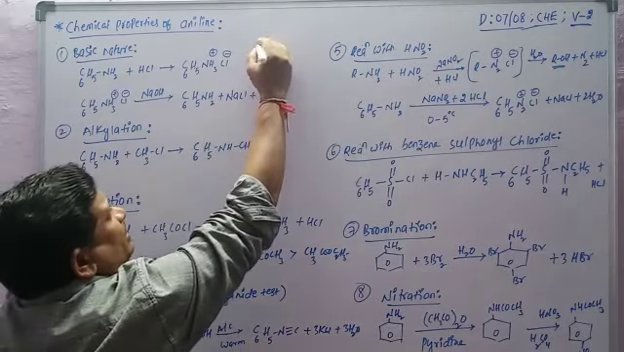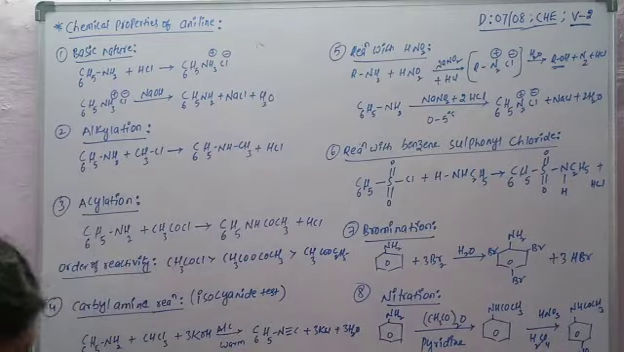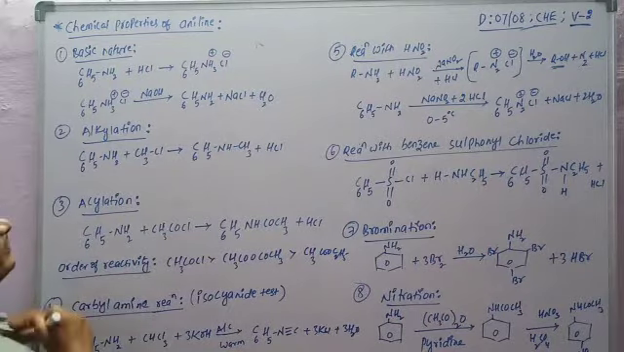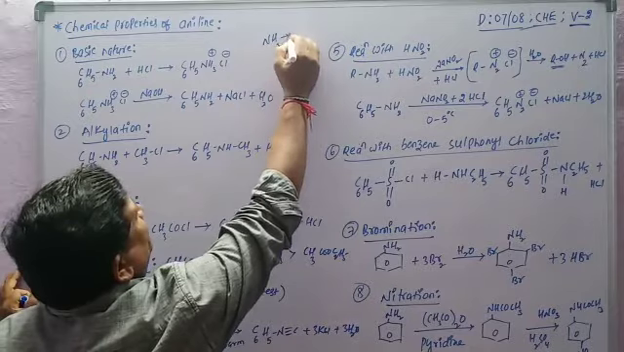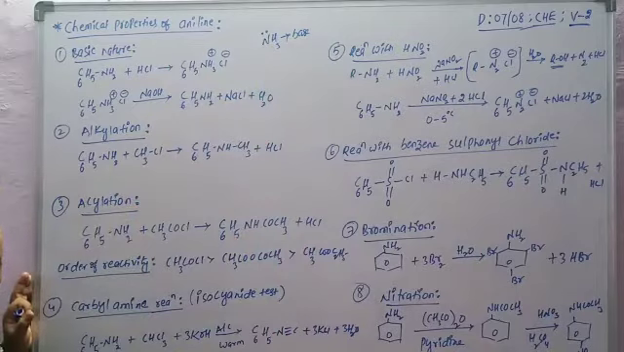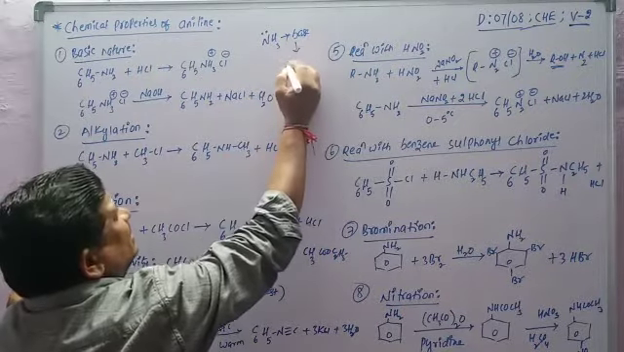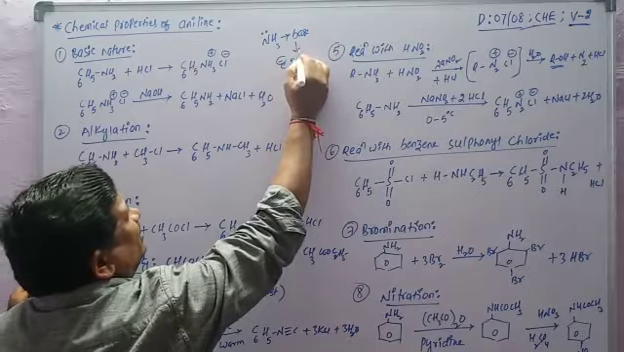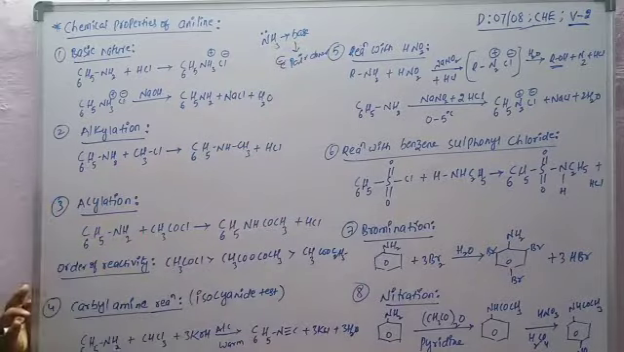Ammonia is NH3. NH3 is a base. Why is NH3 a base? In NH3, nitrogen has a lone pair of electrons. An electron pair donor is a base. So a base means an electron pair donor, a Lewis base.